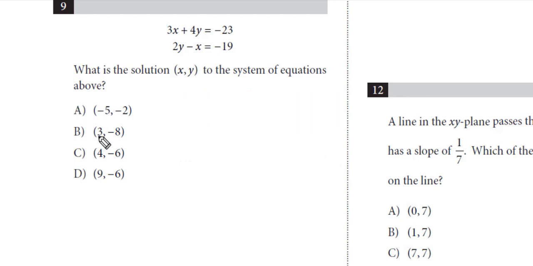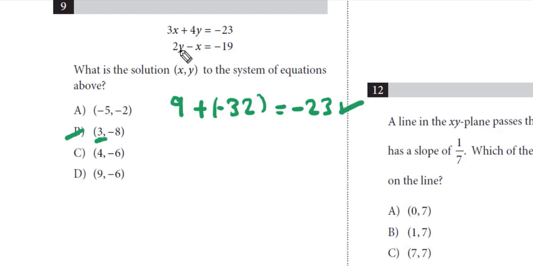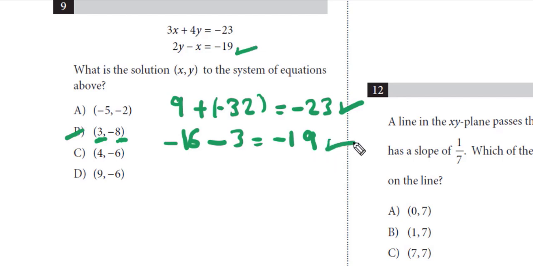The next one here, x is 3. 3 times 3, okay, it will be 9. 4 times negative 8, it will be negative 32. 9 plus negative 32, it will be negative 23. Then this is correct. For the next one, 2y, 2 times negative 8, negative 16, minus x, which is 3, then it will be negative 19, which is the same. Then answer B is correct.